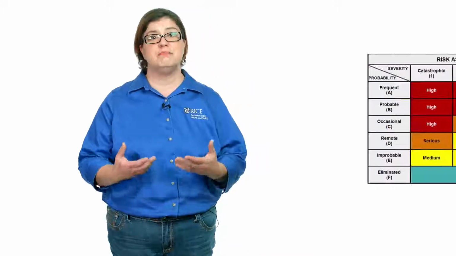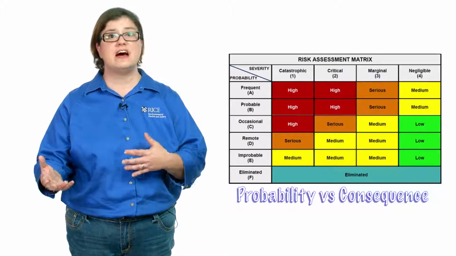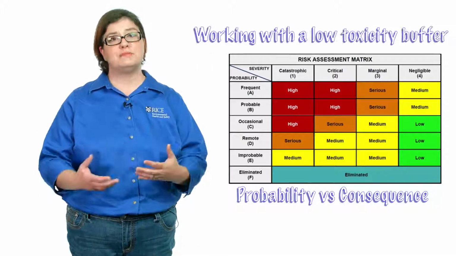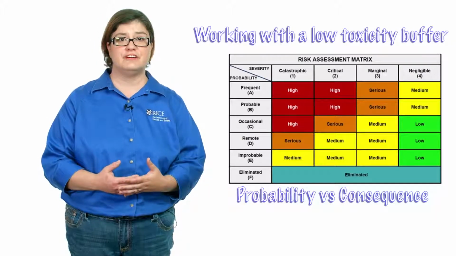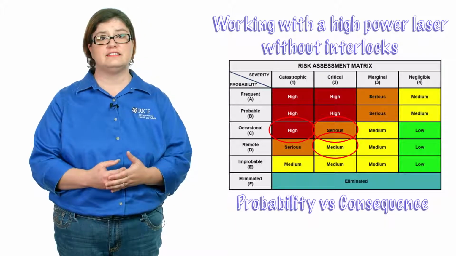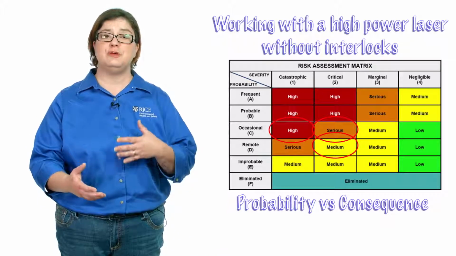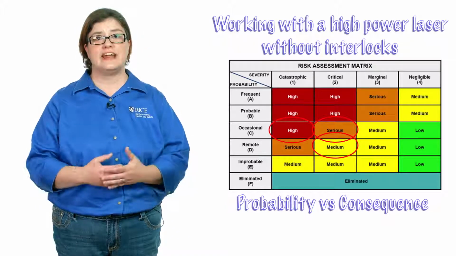Risk is the probability of suffering harm from exposure to a hazard. One way that we can assess risk is using a risk matrix assessment. This plots probability versus the consequences of a certain hazard being present. One example is working with a low toxicity buffer. On the remote or occasional chance that you might have a splash or a spill, the consequences would be fairly negligible. Therefore, we would consider this to be a low risk activity. Another activity, such as working with a laser with the interlocks disabled, would be more of a high risk activity because on the remote or occasional chance that you had an exposure to the laser, the results would be catastrophic.